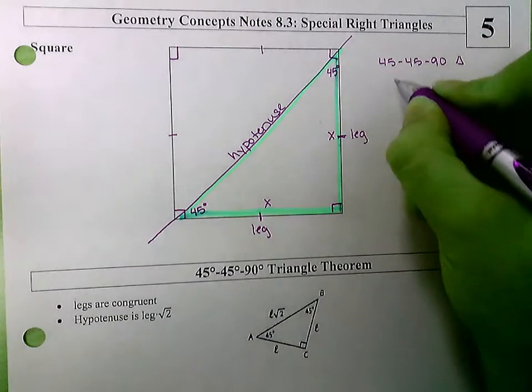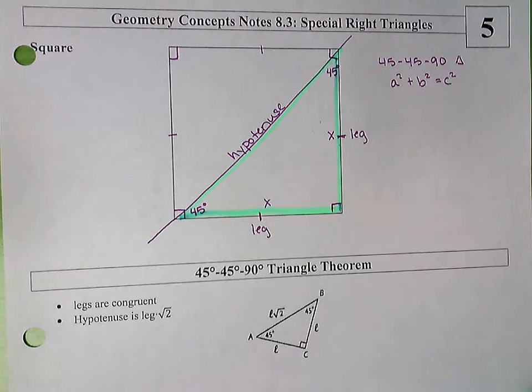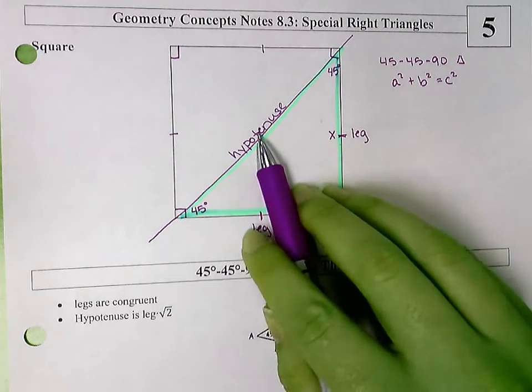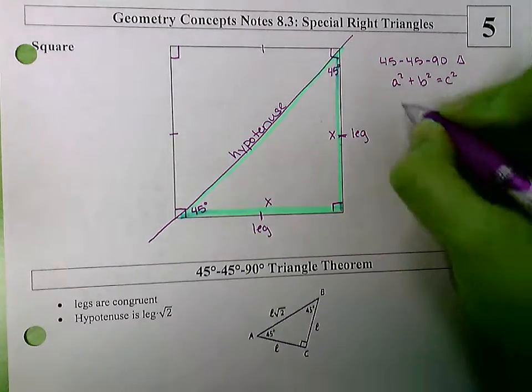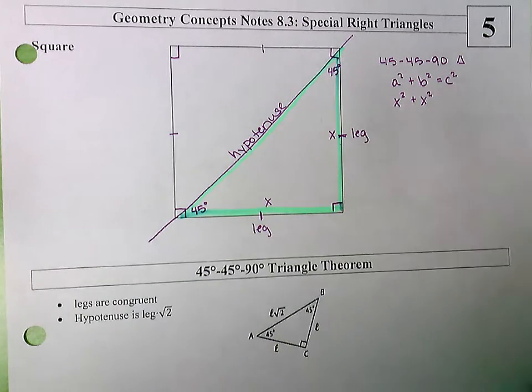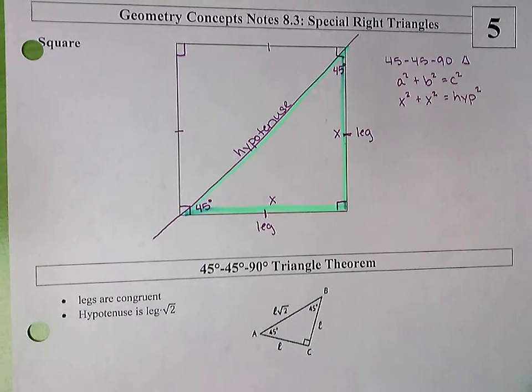Now I'm going to use the Pythagorean theorem, which is a squared plus b squared equals c squared. Okay? So A and B are going to be your two legs, right? And C is going to be the hypotenuse. So I'm going to replace A with X and B with X. And I'm just going to say this is the hypotenuse squared, since C is your hypotenuse.